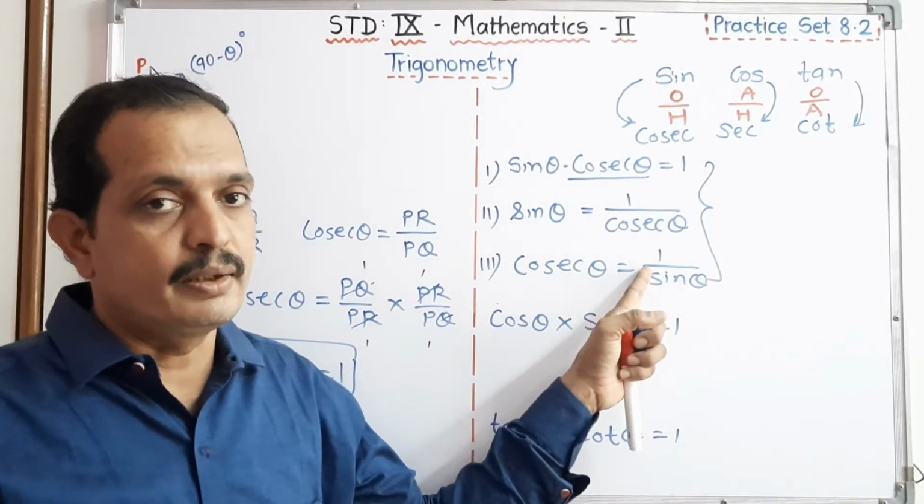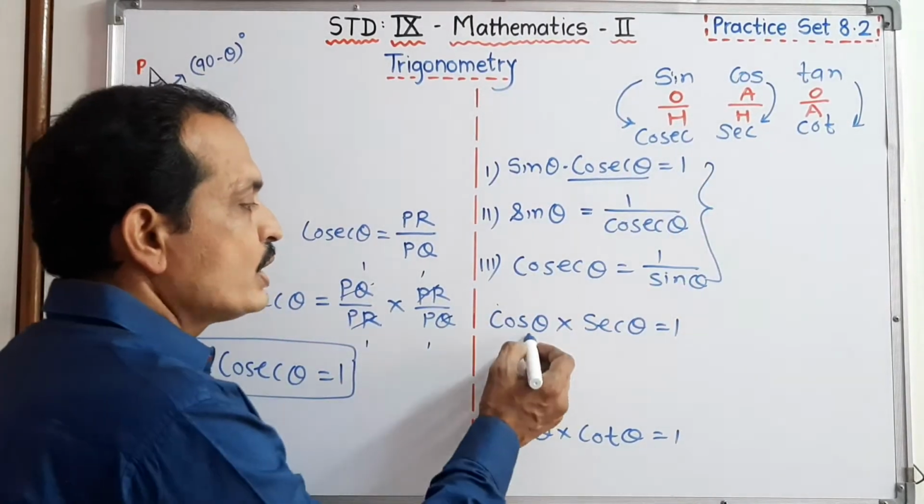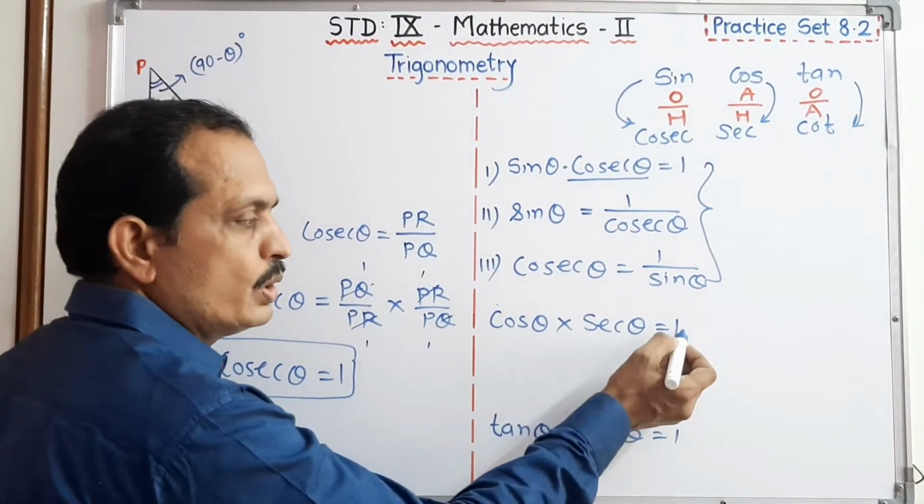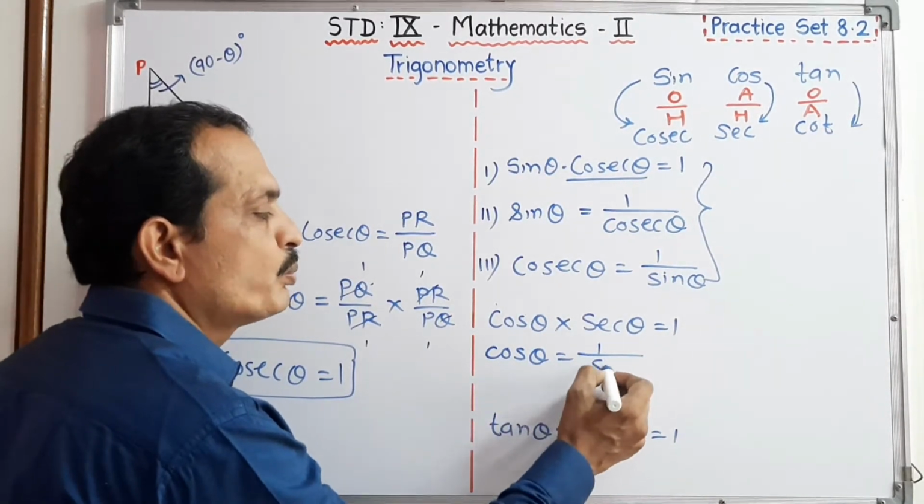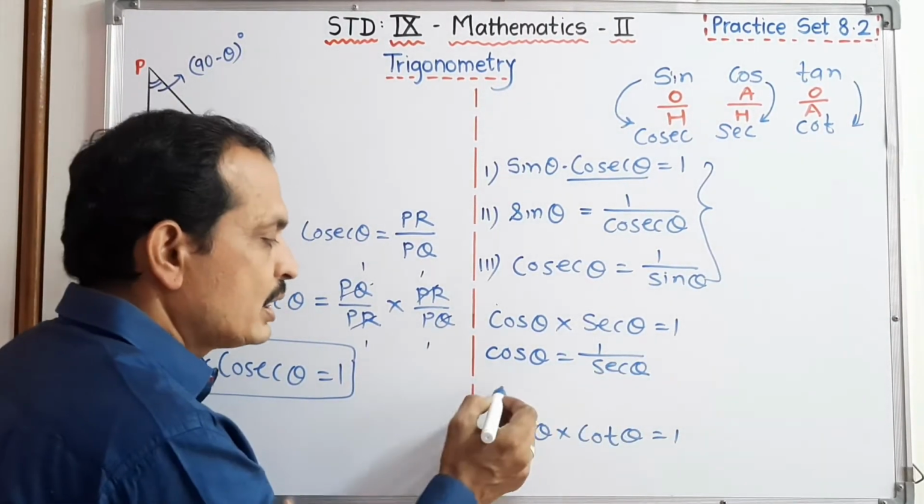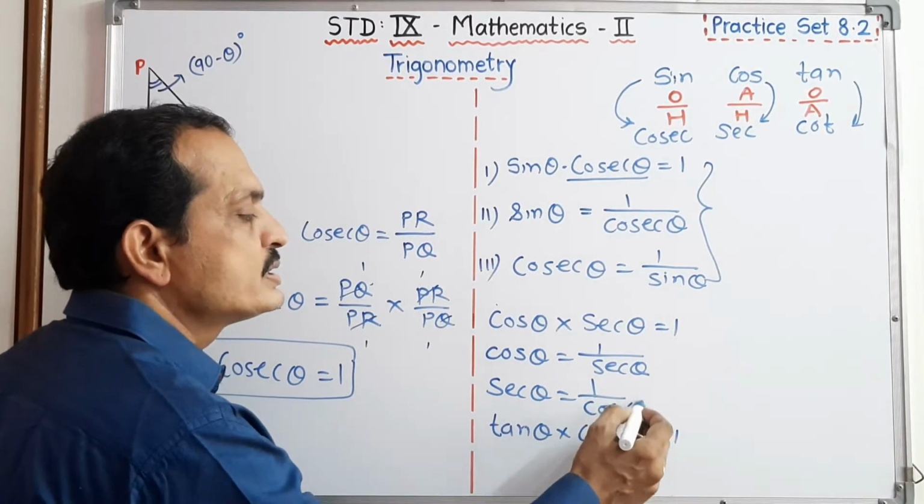Similarly, there is a relation between cosec theta and sine theta, that is cosec theta we can convert into 1 upon sine theta. Similarly, for this cos and sec, cos theta into sec theta is equal to 1. Therefore, we can write here cos theta is equal to 1 upon sec theta. Similarly, we can write sec theta is equal to 1 upon cos theta.